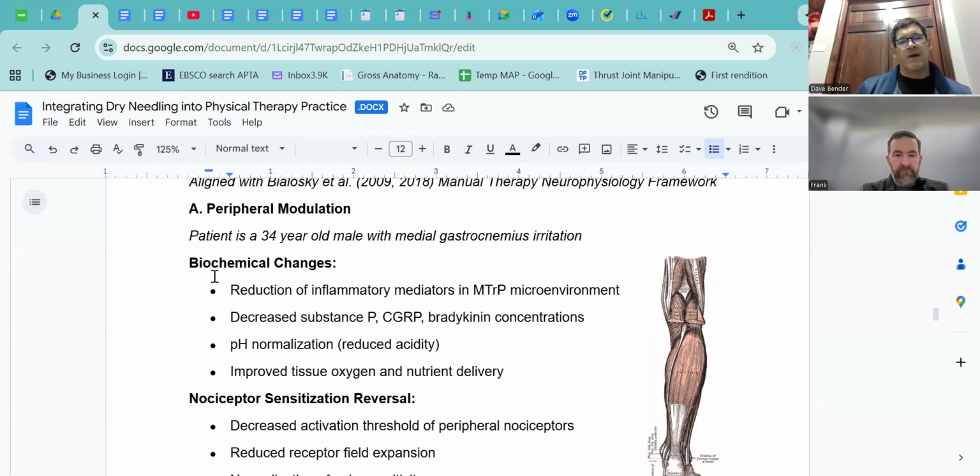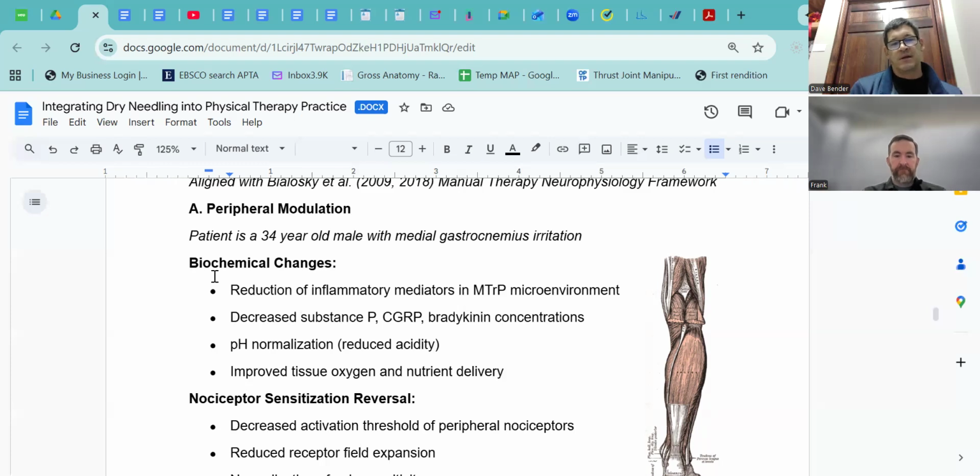So, a 34-year-old male with medial gastroc irritation. As we get back into biochemical changes in treating this individual, we'd see a reduction in inflammatory mediators in the myofascial trigger point. This is somebody who spends a lot of time bouncing on their calves, so they're going to get facilitated. The medial gastroc head is typically the one that is more facilitated or injured. It's actually called tennis leg if they have a trigger point that goes into spasm or a strain of that muscle.